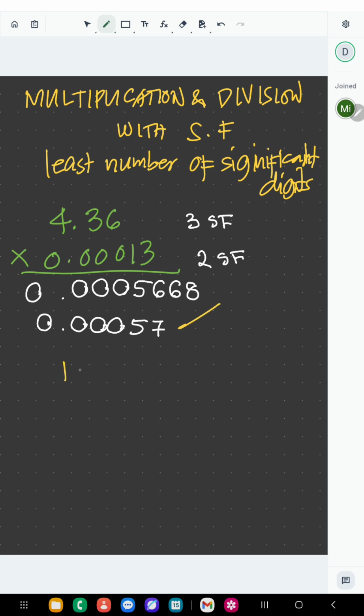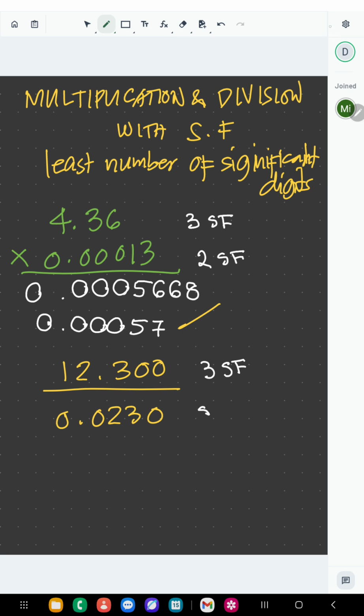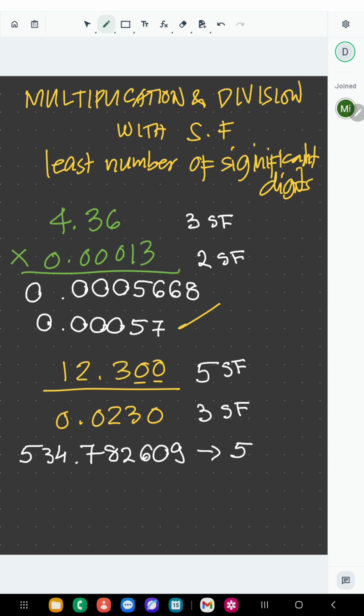Okay, how about you're given 12.300 divided by 0.0230. 4, yeah, because the trailing zeros here are included, there is a decimal point. Yeah, that's right.